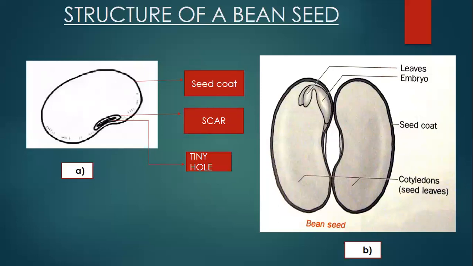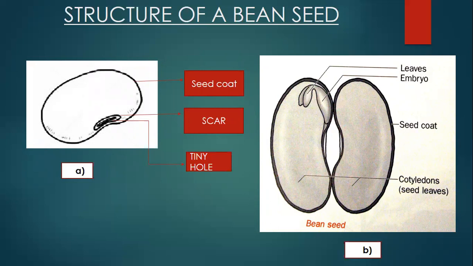Now come to the next figure. Inside the seed coat, fleshy seed leaves, which are also called cotyledons, are found. The cotyledons store food for the baby plant. And this baby plant is also called embryo. Now the baby plant uses this food which it gets from the cotyledons till it grows its own roots. These roots are also called radicle, and the shoot is also called plumule.